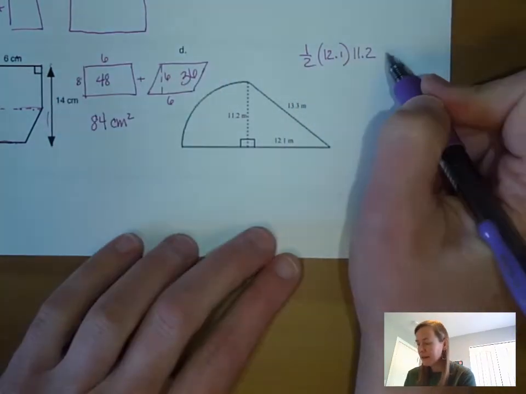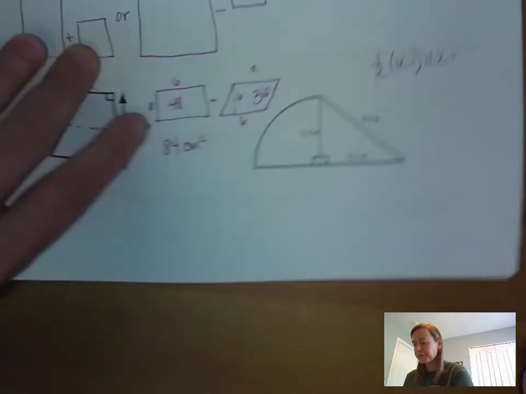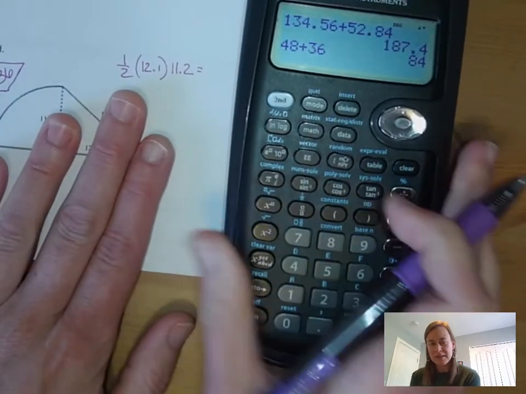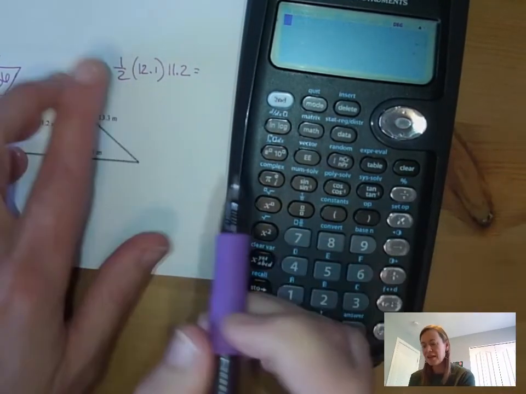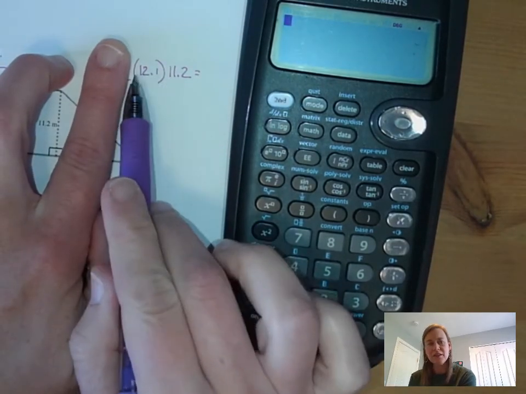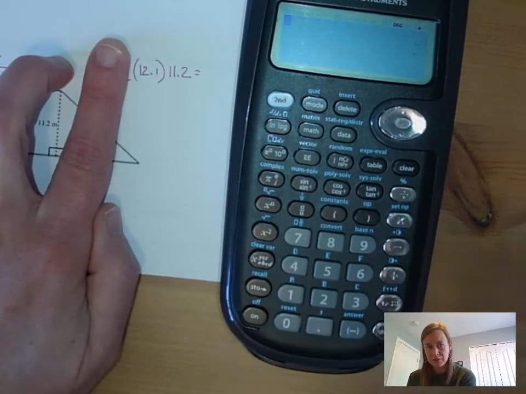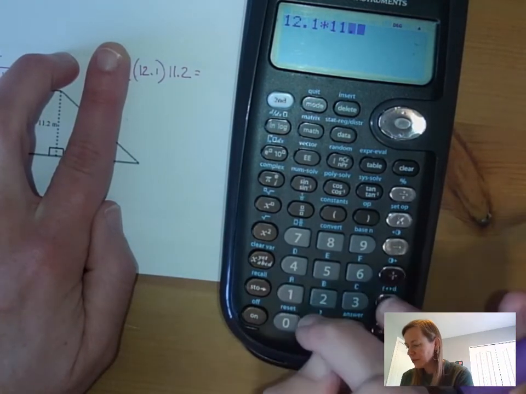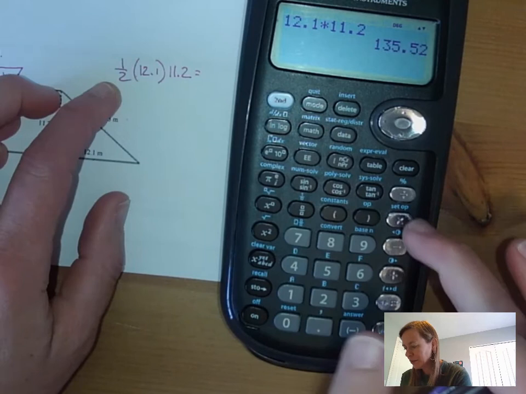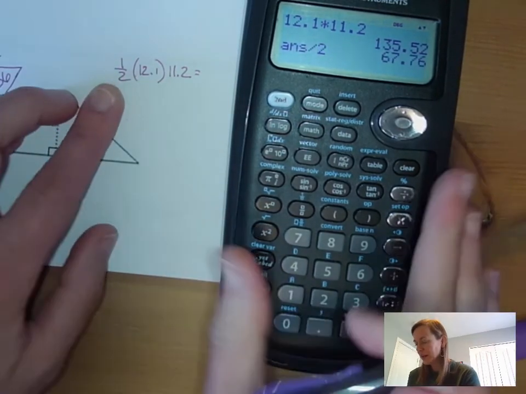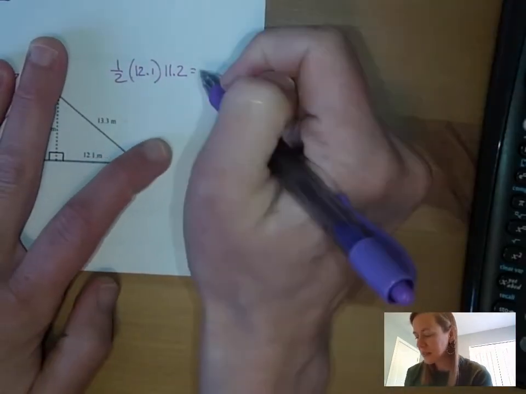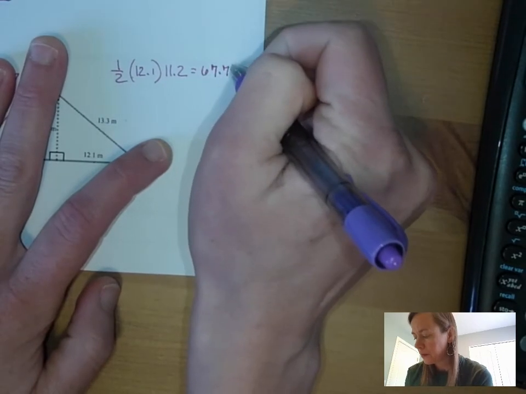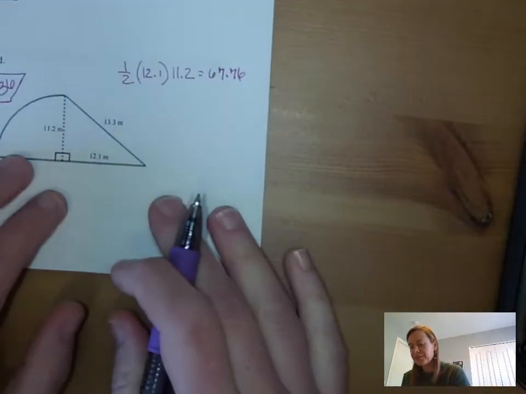You're going to multiply all of that together and let's see what we get. And if you don't have a fancy fraction button on your calculator, that's okay. You can just multiply these two together and then divide the whole thing by 2. In fact, that's what I'm going to do right now. 12.1 times 11.2 equals that, and now I'm going to divide it by 2. So we're getting 67.76 for the area of that triangle.